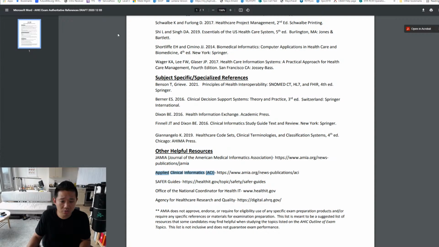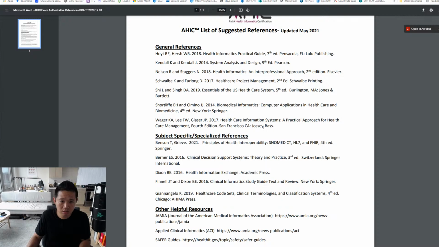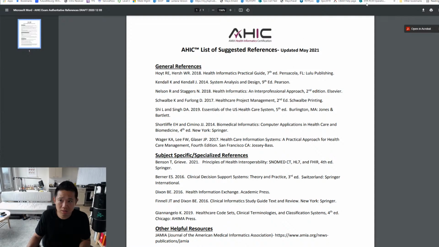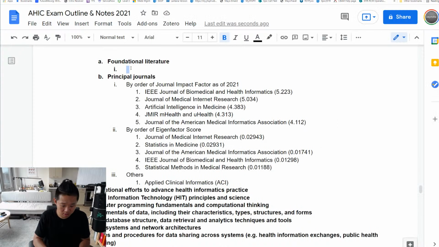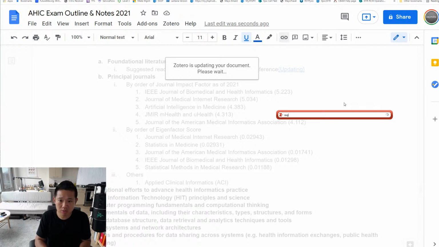So there's no foundational literature per se. I feel like just copying these is not the best. Oh, I'm just gonna cite this. I'm gonna say foundational literature: suggested readings from the AMIA AHIC certification reference. So we'll do this. Yeah, so do that.